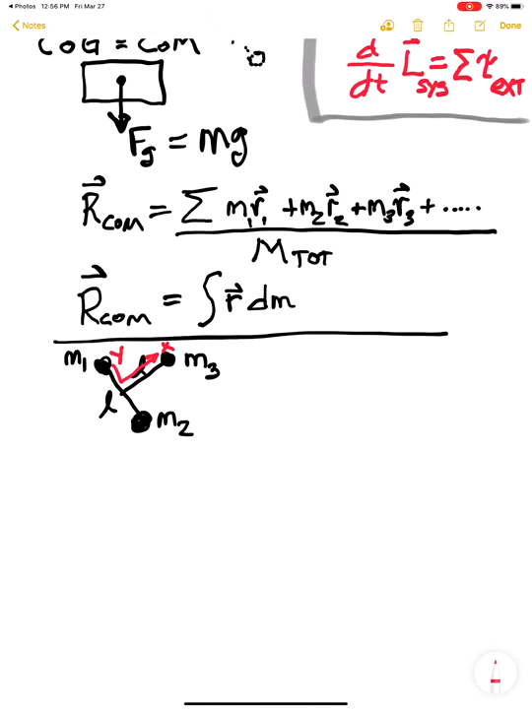So now we can take our simplest definition and break it into two components. All of my x-axis components for the center of mass around x is going to be mass 1 times its distance to the center of our origin, mass 2 times its distance to the center of the origin, mass 3 times its distance to the center of the origin, all over, in this case, 3m.